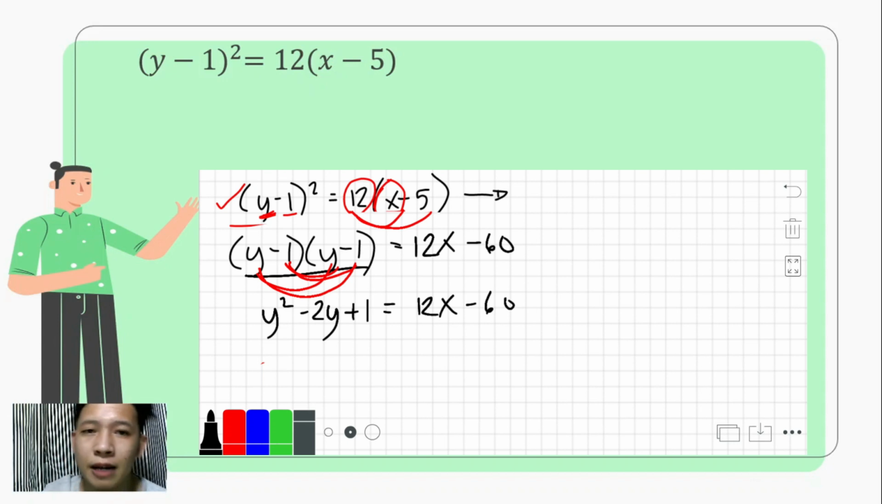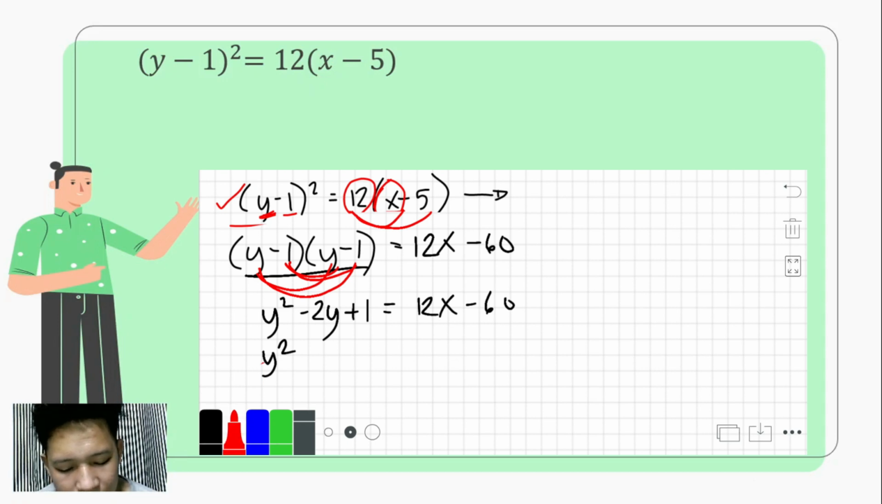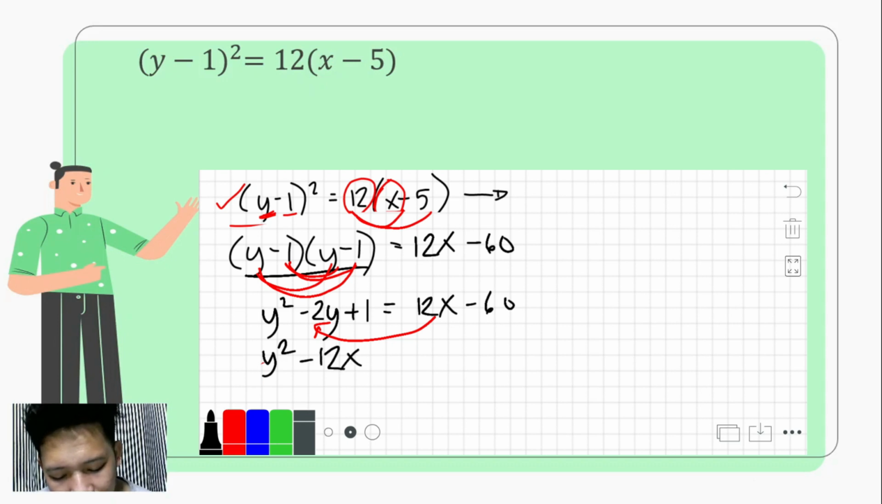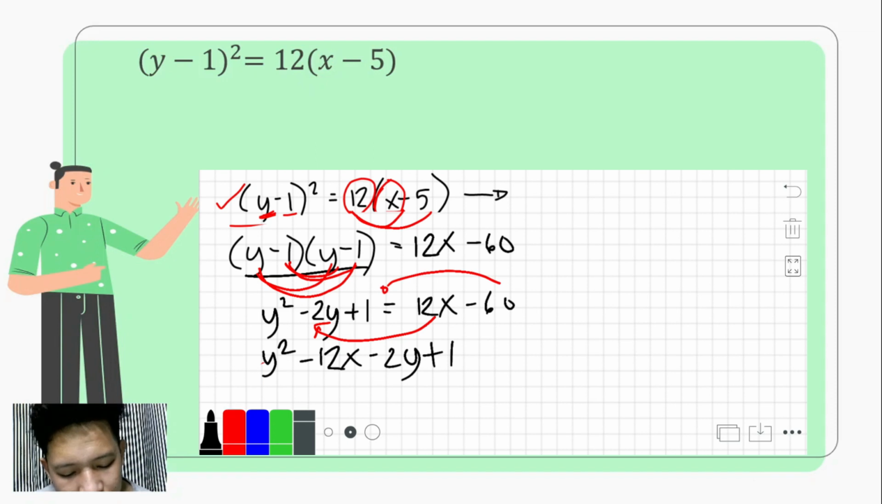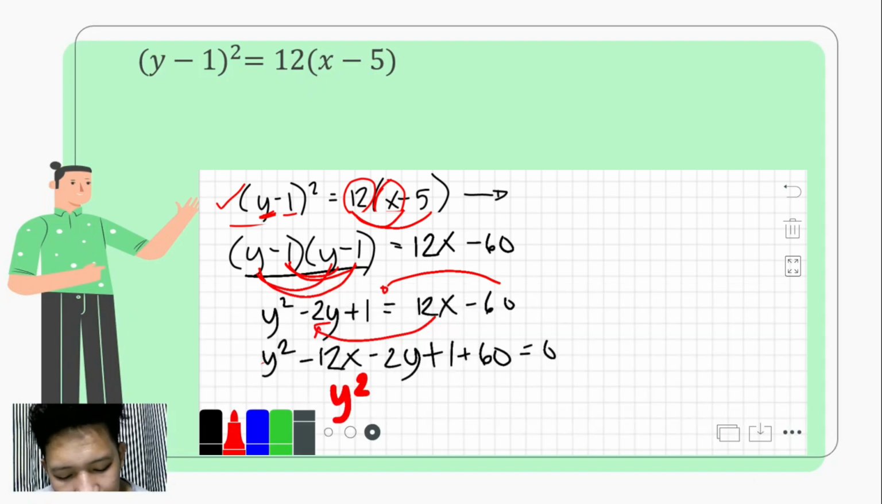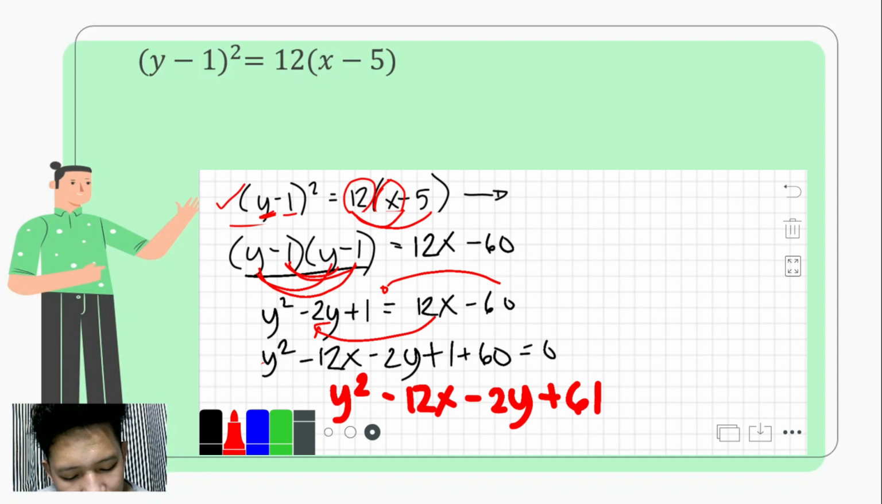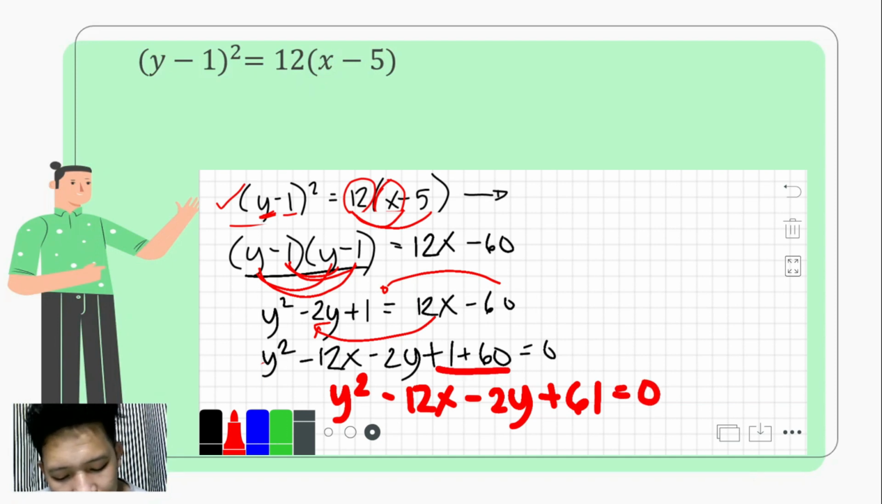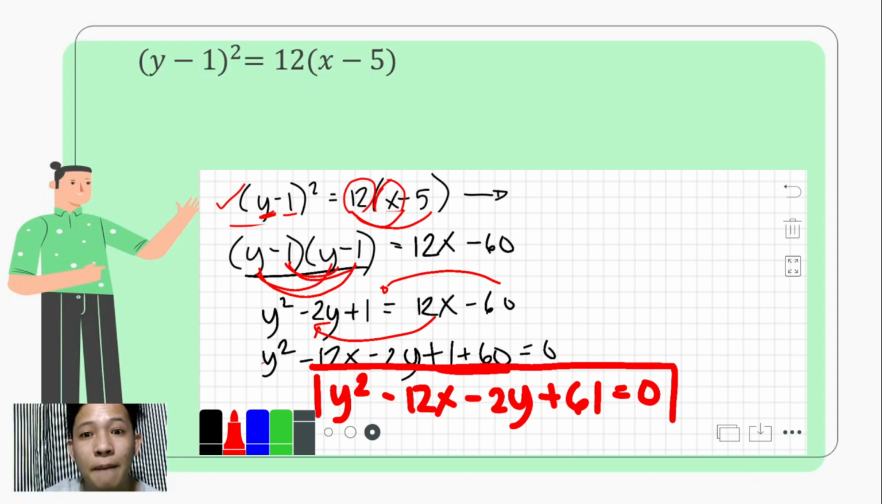And then by equating all terms to 0, that would be y squared. So, 12x, ililipat natin sa kabila. That makes it negative 12x. And then we have here negative 2y. And then we have positive 1. And then ililipat din natin sa kabila si negative 60. That becomes positive 60 equals 0. And by the rule of math, simplifying this, we have y squared minus 12x minus 2y plus 61 equals 0. So this would be the general form of the equation of the parabola.